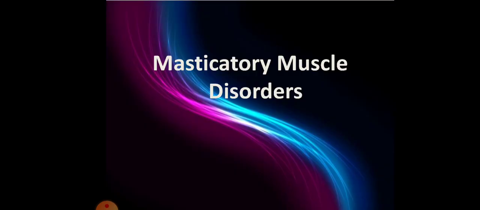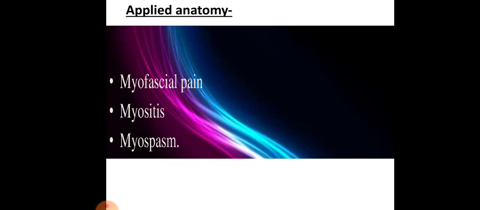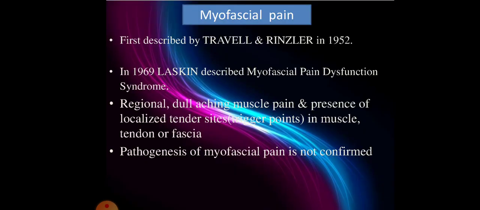Now the masticatory muscle disorders include myofascial pain, myositis, and myospasm. Myofascial pain was first described by Travell and Rinzler in 1952, and in 1969 Laskin also described the myofascial pain dysfunction syndrome. There is regional dull aching muscle pain, and there is presence of localized tender sites in the muscle or tendon or fascia around that muscle, and the pathogenesis of myofascial pain is not confirmed yet.